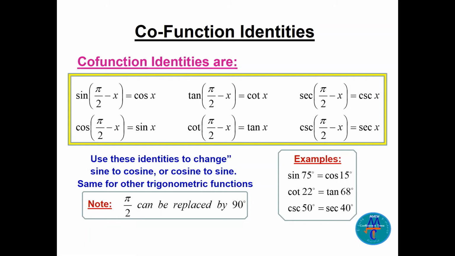Secant 40, so I go here. Suppose I need to go from secant to cosecant. So secant 40 is there. I can change it to cosecant of 90 minus 40, which is cosecant 50.